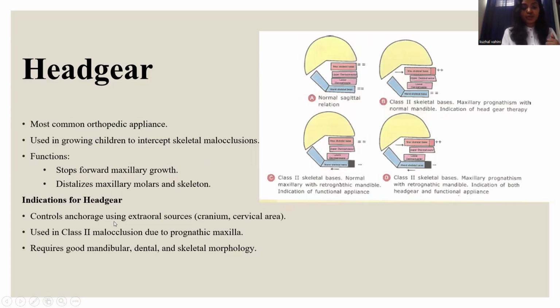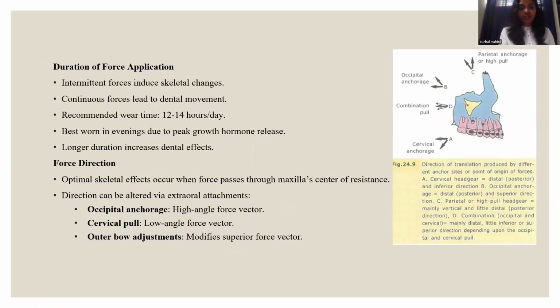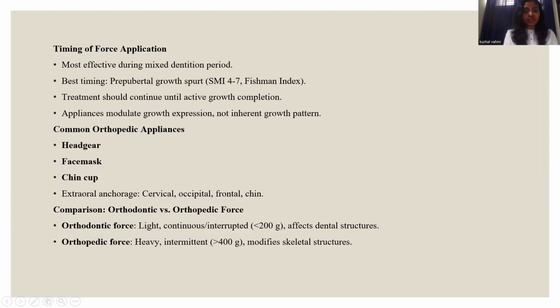So indications are class 2 cases due to a prognathic maxilla, and cases which need anchorage using extraoral forces. The duration of wear recommended is 12 to 14 hours. Here again, based on the anchorage we take, it can be classified into different types: occipital anchorage, cervical pull, outer bow adjustments, or a vertical pull headgear. Then the timing of force application: a prepubertal growth spurt with SMI 4 to 7 and the Fishman index is the best timing for headgear appliance.